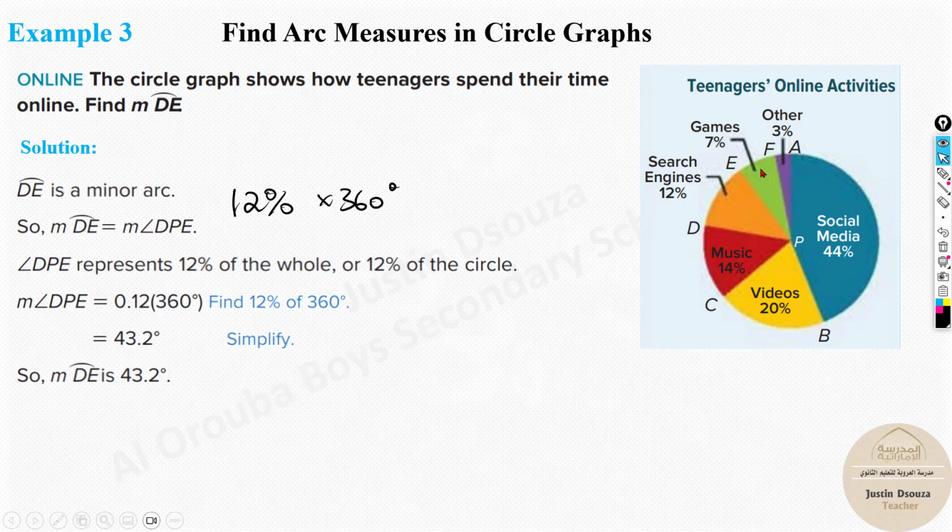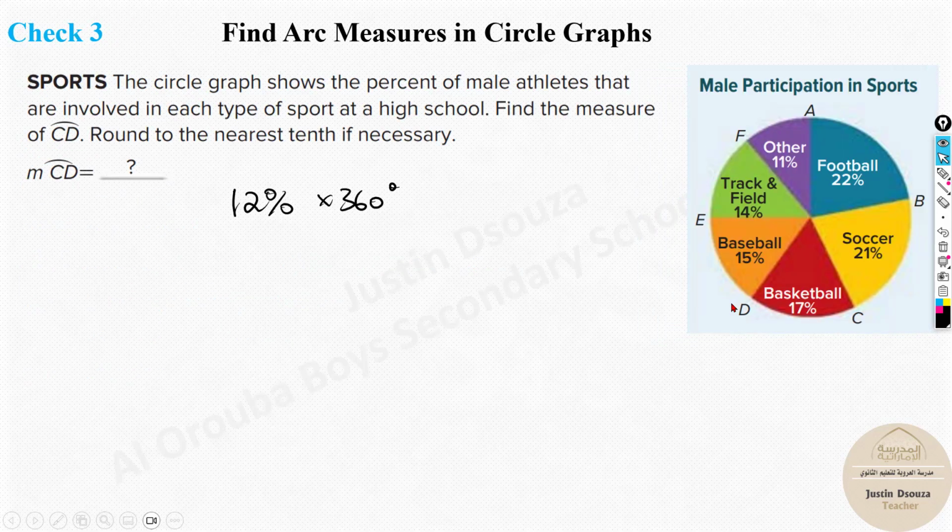It's a minor arc. If it was, say, social media and videos, A, B, C, then it would have been a major arc. There is a check problem here. Please do try solving it by yourselves. This is just like the previous one, just the figure is a bit changed. All you need to do is find arc CD. Where is CD? It's over here, the basketball. This is basically male participation in sport. This is a graph showing all the percentages of sports that have been participated in by students, boys.